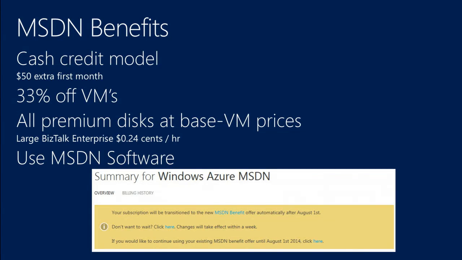Anyone that's using the MSDN subscriptions today, you can simply log into your portal and go to Account, and you'll see something that looks like this. If you don't do anything, you're automatically upgraded to the new benefit on August 1st. If you'd like to upgrade sooner, you can click a link here. If you'd like to keep your existing offer with MSDN, you can opt out for 1 year from this new cash-based model.